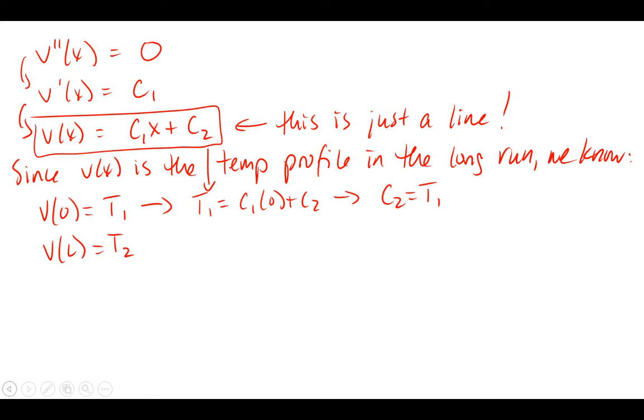Okay, so far so good. I'm halfway there. Since I'm trying to figure out what V is, I know that C2, the number over here, is going to be the left-hand temperature. But now I can use the second fact. I know that when I plug in L, I'm supposed to get T2.